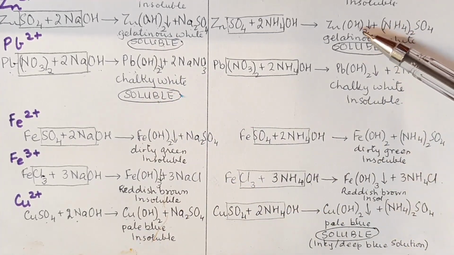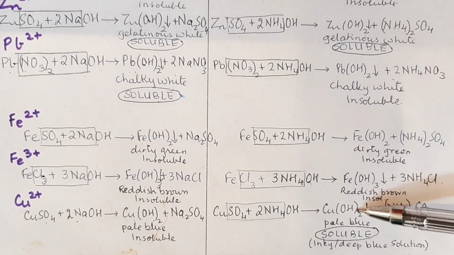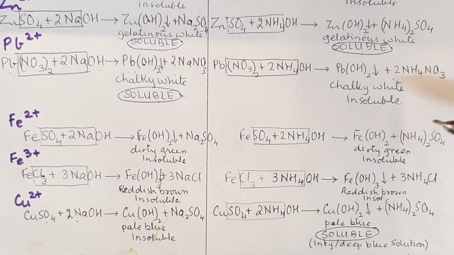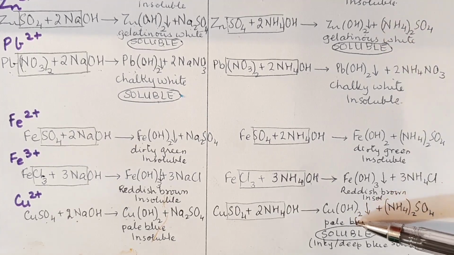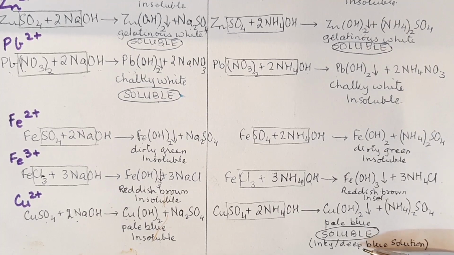And with ammonium hydroxide, Zn(OH)2 and Cu(OH)2 dissolved in excess of ammonium hydroxide, forming tetraamine zinc 2 sulfate and here copper 2 sulfate. This was colorless solution and this was deep or inky blue solution. And so that finishes our detection of cations.